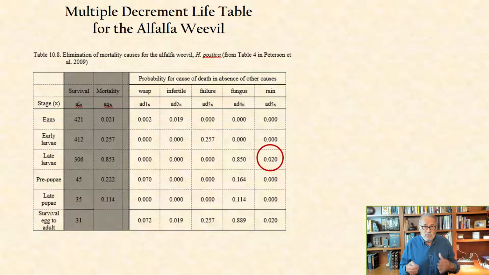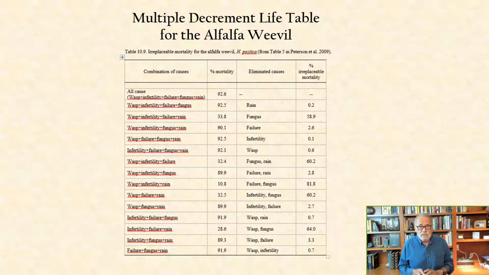This information in turn is used to compute irreplaceable mortality as shown in this table, with columns of various combinations of causes, the percent mortality due to this combination, the causes that are eliminated, and the percent irreplaceable mortality due to these eliminated causes. The most important outcome of this analysis is that of identifying the important role of a fungal pathogen in the overall dynamics of this particular population of alfalfa weevils.